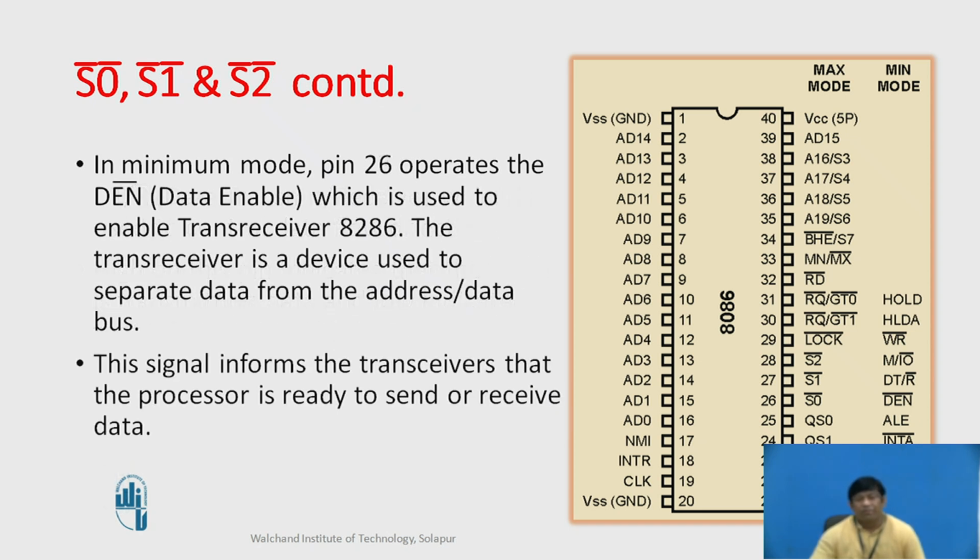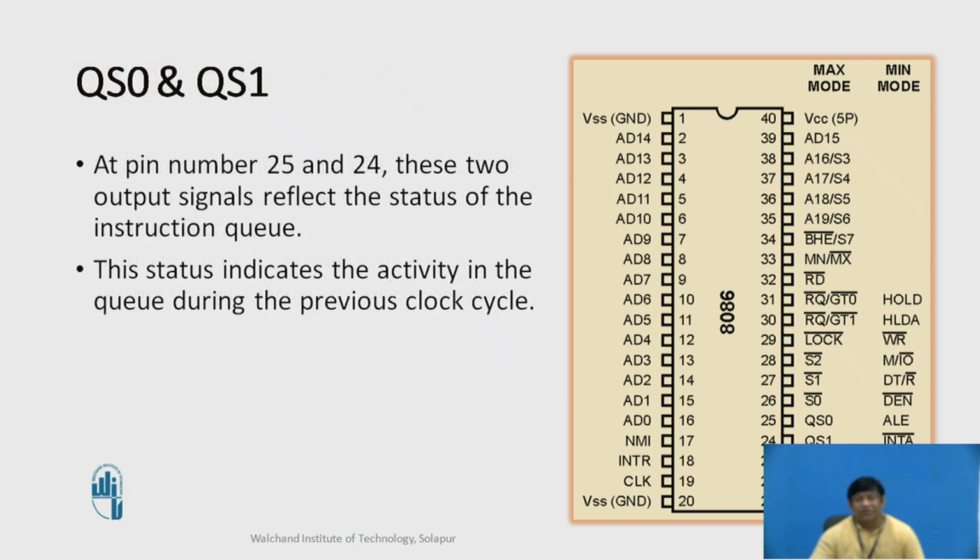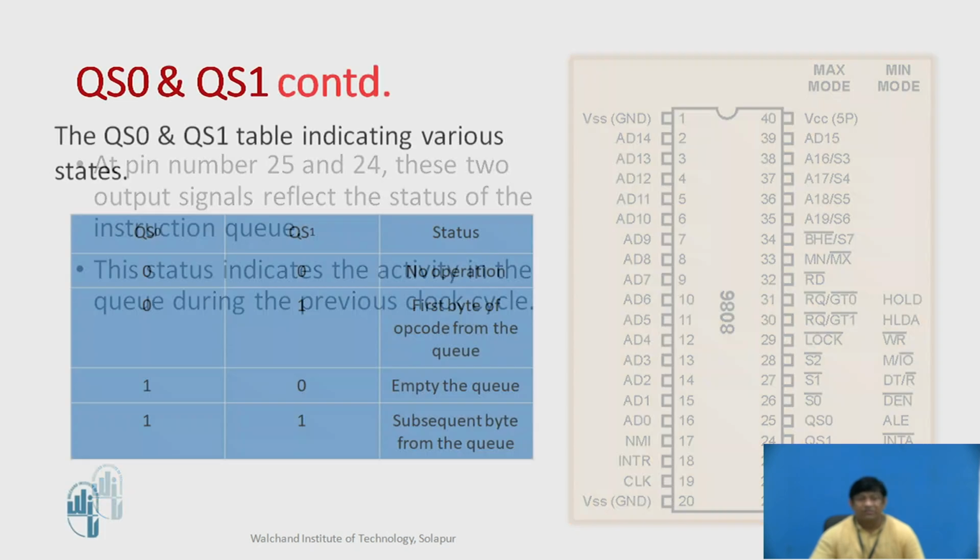Here in minimum mode, pin 26 operates as DEN, that is data enable, which is used to enable the transceiver 8286. The transceiver is a device used to separate data from the address or data bus. This signal informs the transceiver that the processor is ready to send or receive data. QS0 and QS1 at pin numbers 25 and 24, these two output signals reflect the status of the instruction queue. This status indicates the activity in the queue during the previous clock cycle.